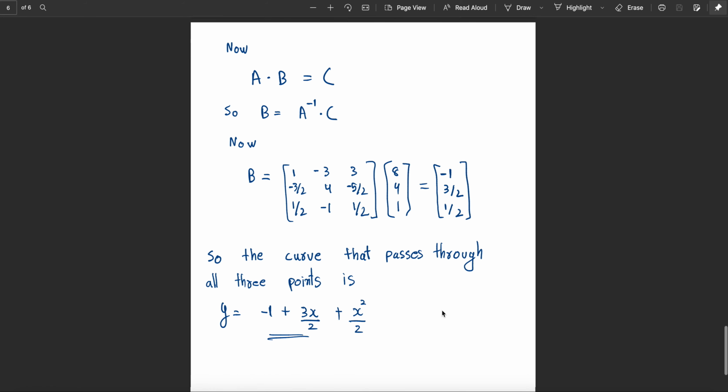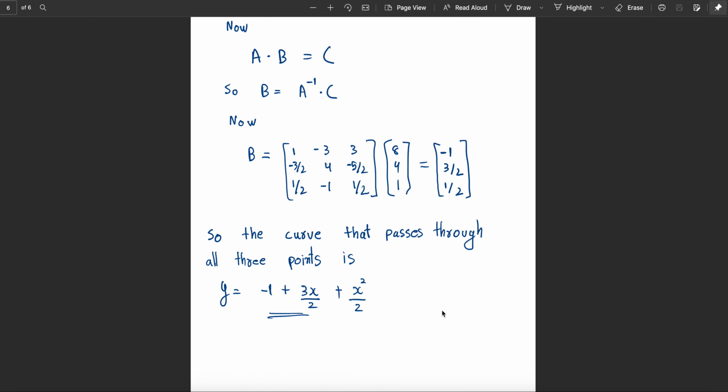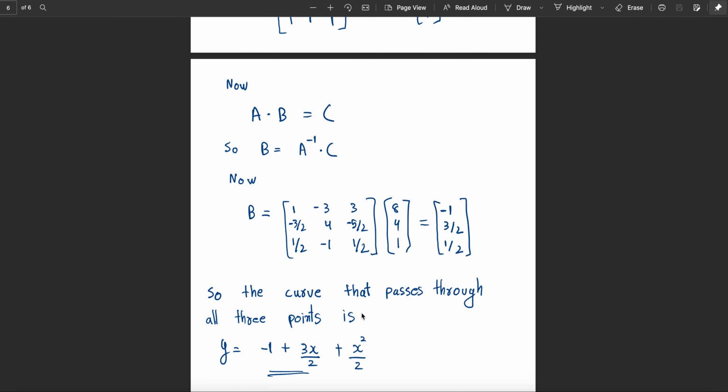So the equation of the curve that passes through all the 3 points is y is equal to -1 plus 3 by 2 x plus x squared by 2. So that is the solution for the third question.